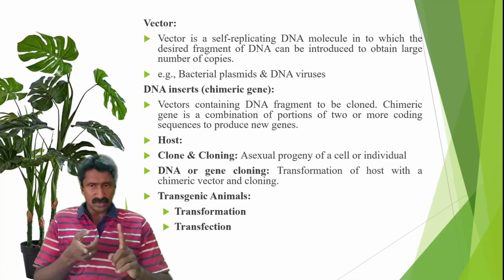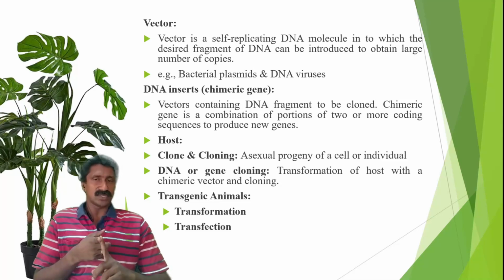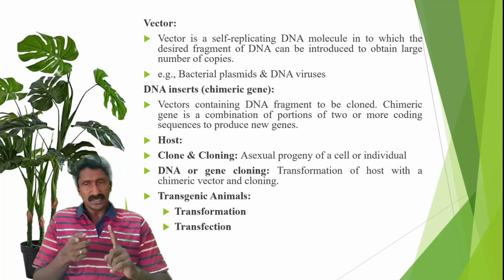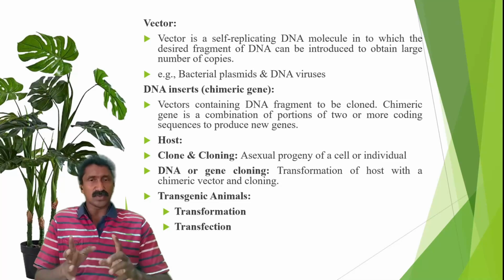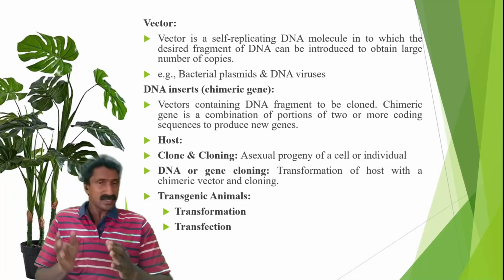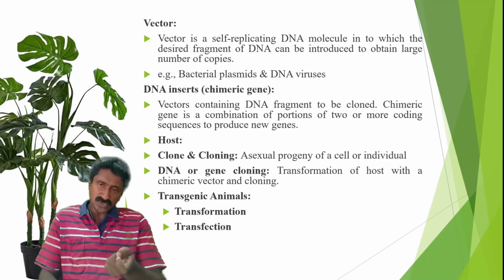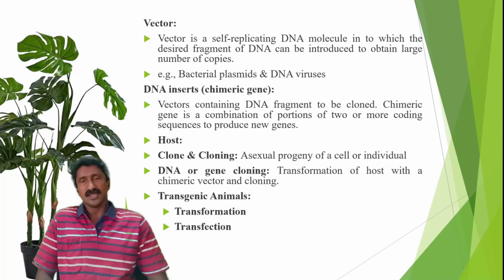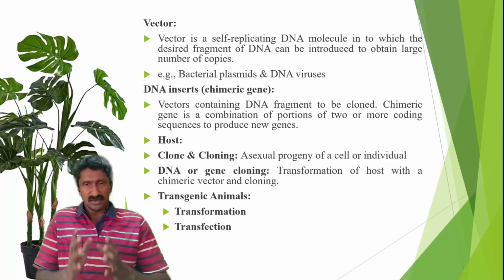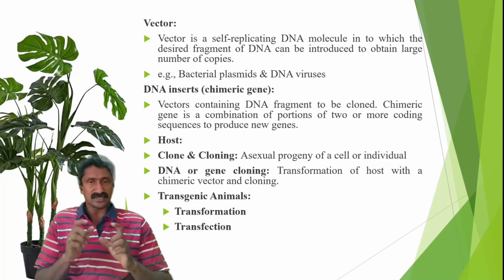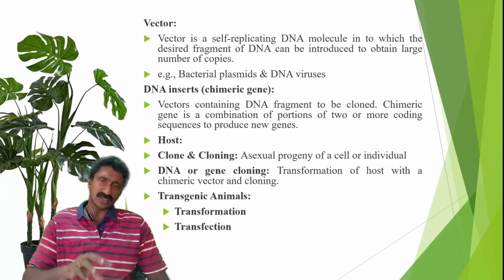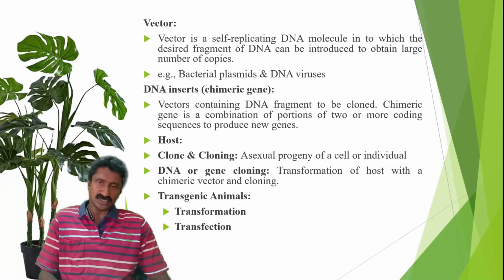Then cloning and clone. These are two other terms. A clone is the asexual progeny of a cell or an individual, and the process of production of this clone is known as cloning. So DNA or gene cloning is the transformation of the host with the chimeric vector and the subsequent asexual multiplication. So that is DNA or gene cloning.